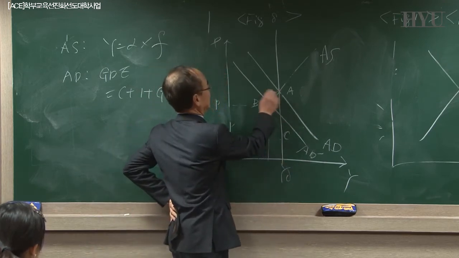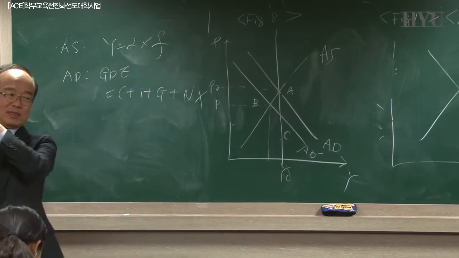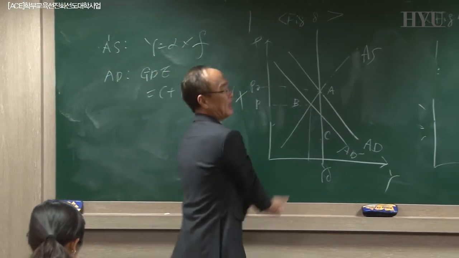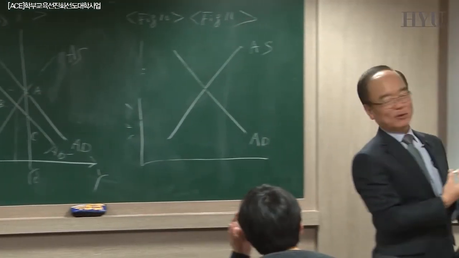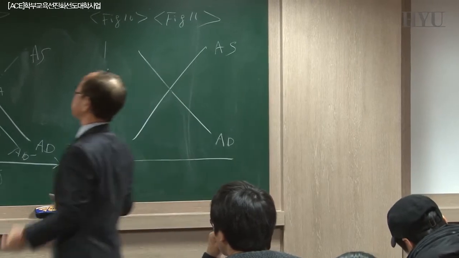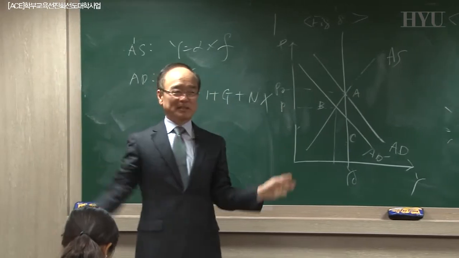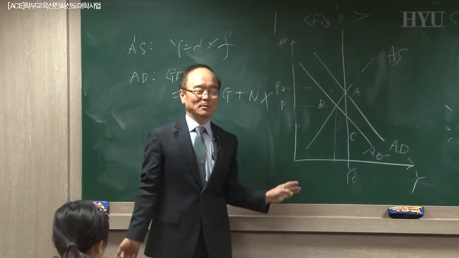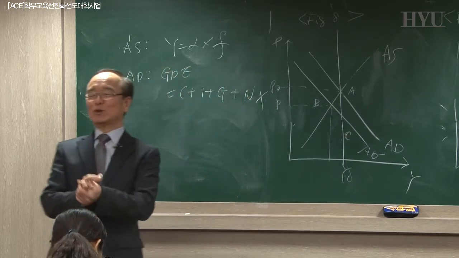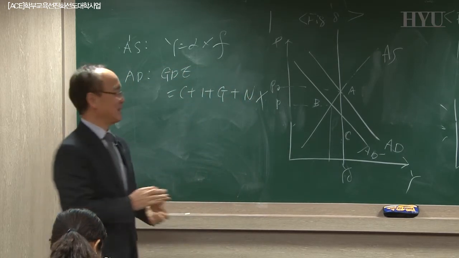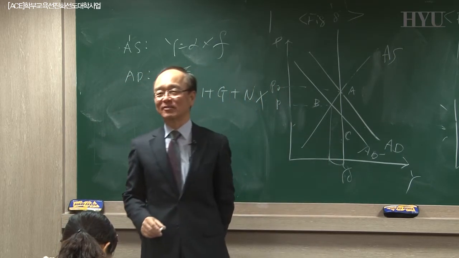Y0 initially, Y, this is P0. The new price is lower than the equilibrium price, and the new GDP is smaller than the equilibrium for employment. Then there are different perspectives. Classical economists would say, leave the market alone, it will return to the full employment level. Why is that? You are here, right? This is less than full employment, right?